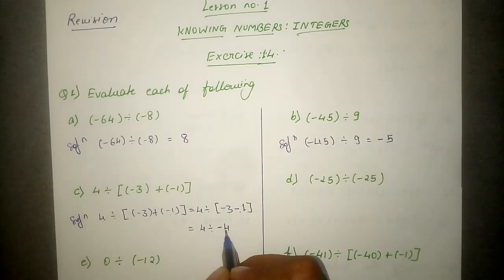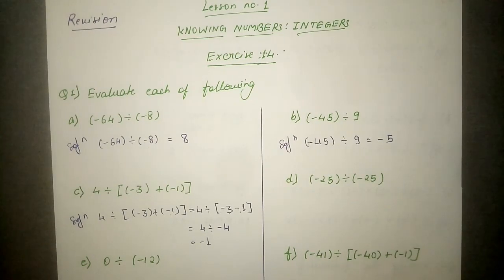Now 4 divided by 4 is equals to 1. But here it is given minus 4. It means 4 divided by minus 4 is equals to minus 1.